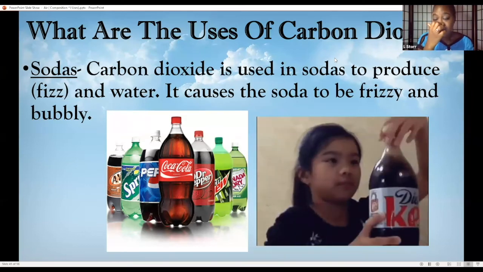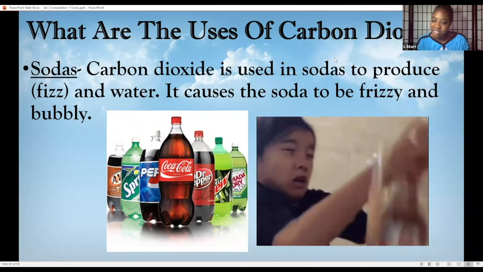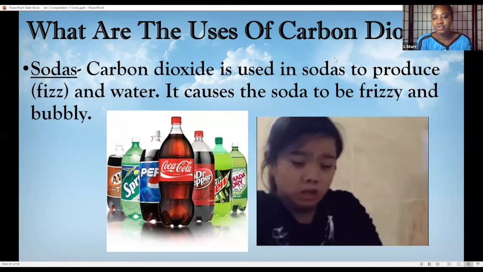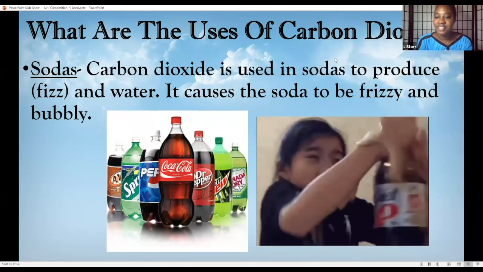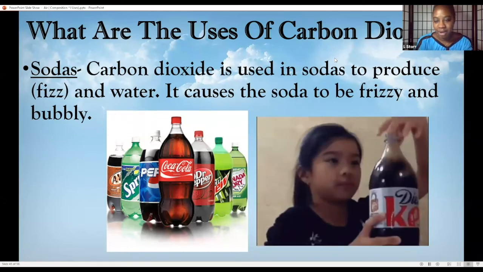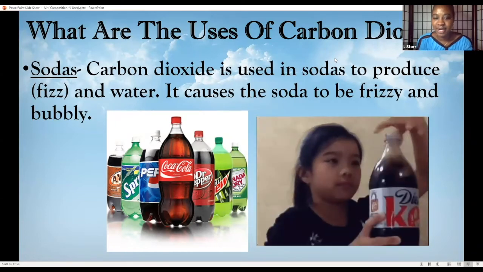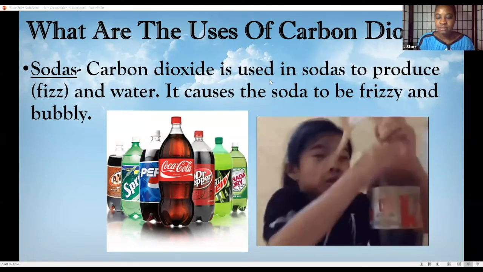So sodas aren't good for us. Too much acid in general isn't good for us. So if you are a person who loves to drink a lot of sodas every single day, you want to cut back on all that carbonic acid that you're taking in. The most dangerous soda right in the front, Coca-Cola.